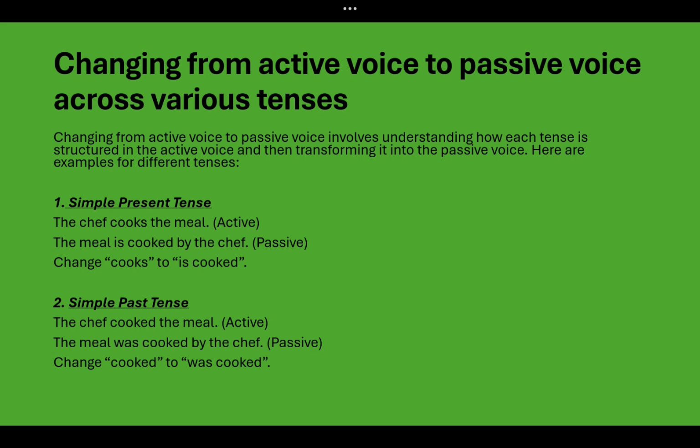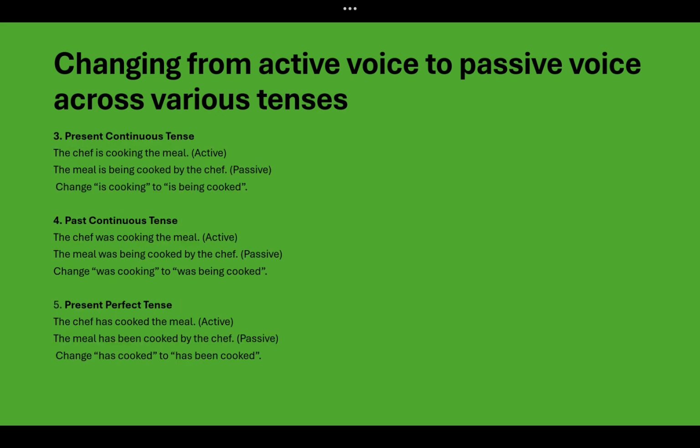Number 2. Simple past tense. The chef cooked the meal. Change cooked to was cooked, and make the object the new subject. The sentence becomes, the meal was cooked by the chef, in the passive voice. Number 3. Present continuous tense. The chef is cooking the meal. Change is cooking to is being cooked, and make the object the new subject. The sentence becomes, the meal is being cooked by the chef, in the passive voice.